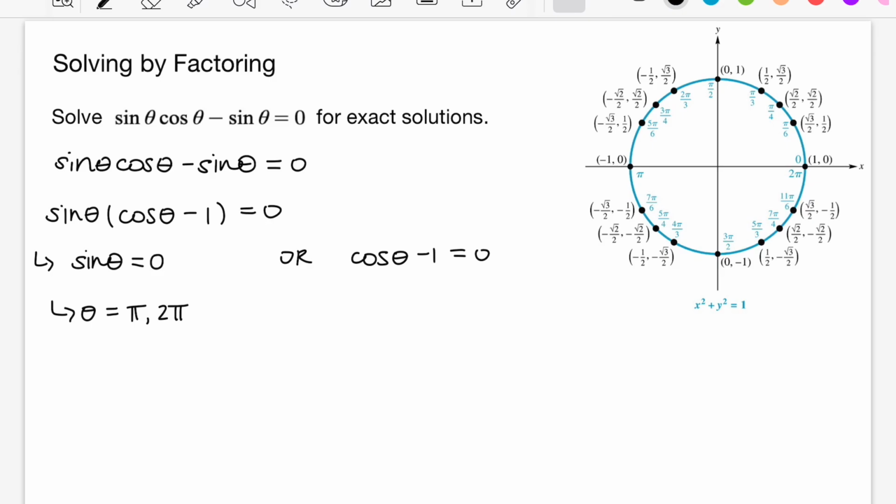And then for this guy here, we'll just solve for cosine theta. So we'll add 1 on both sides. So we'll get cosine theta is equal to 1. And then looking at our unit circle, we know that this happens at 2 pi.